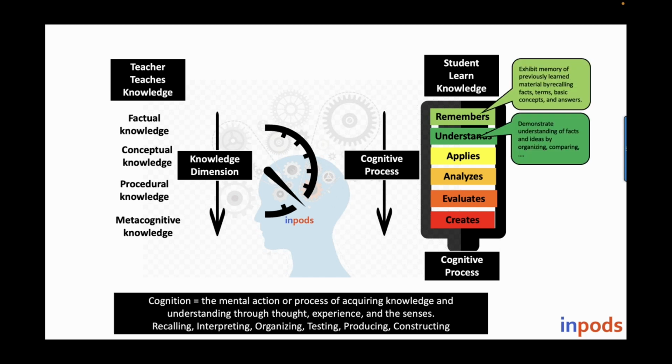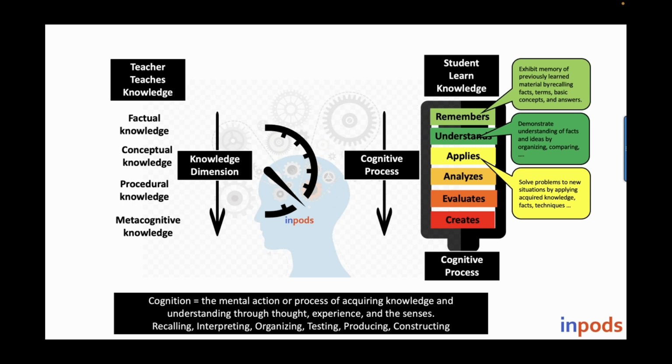When somebody is able to remember something, it means that they are able to exhibit the memory of previously learned material by recalling facts, terms, basic concepts, and answers. Understanding means demonstrating understanding of facts and ideas by organizing or comparing. Application means solving problems in new situations.